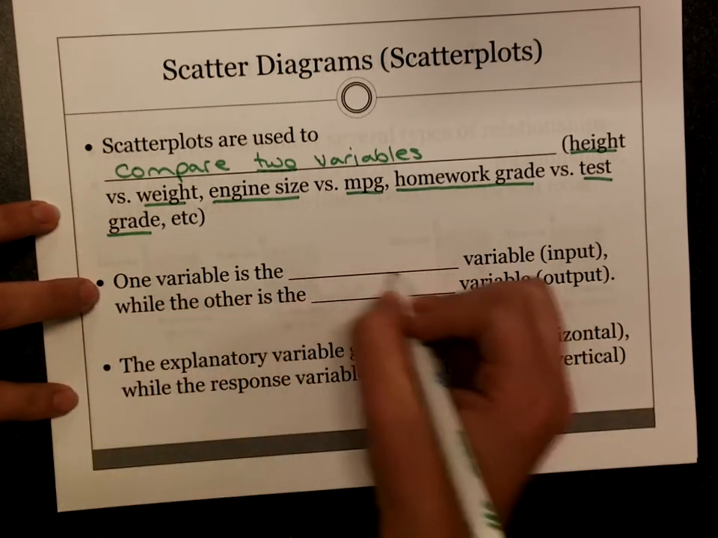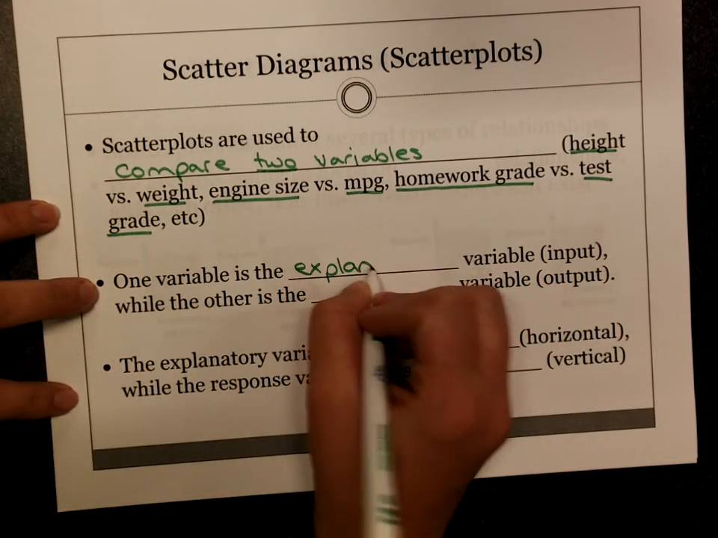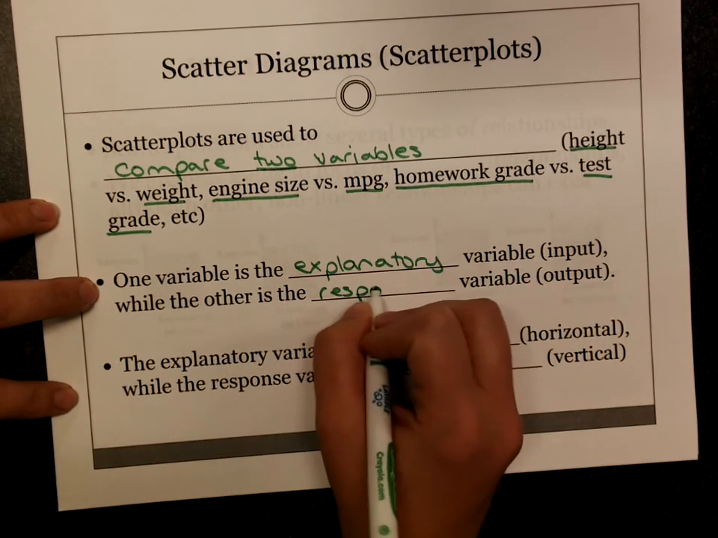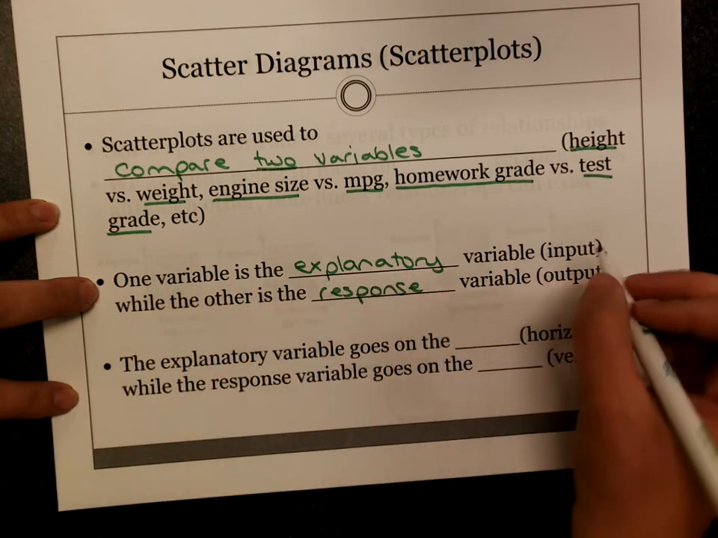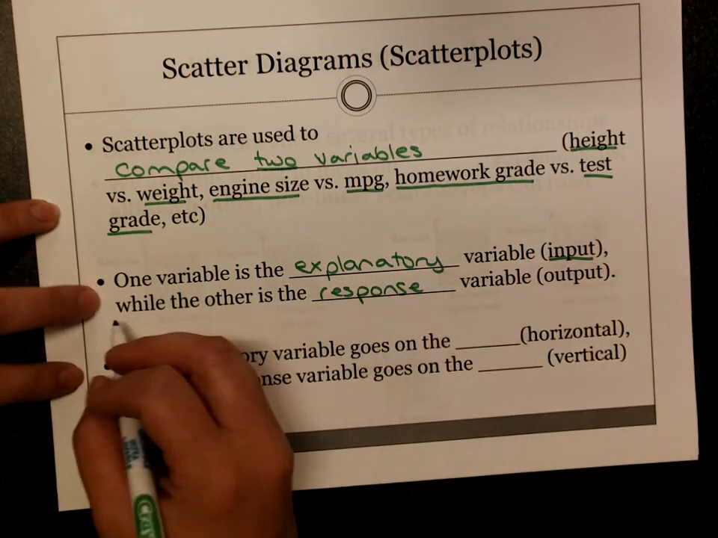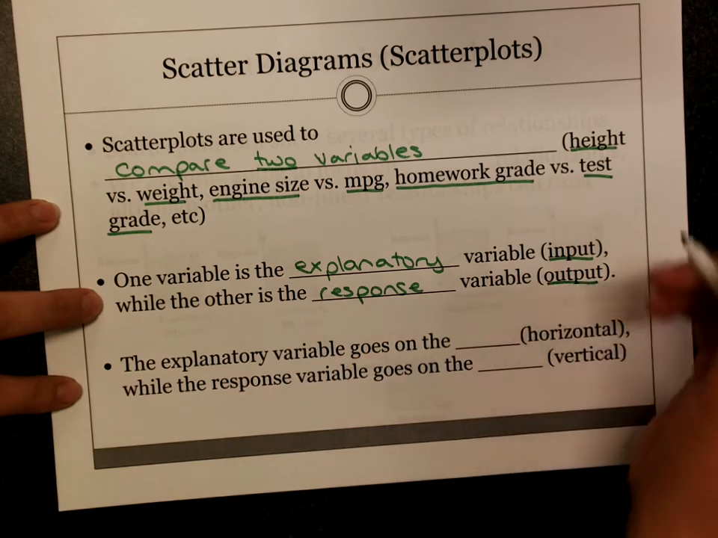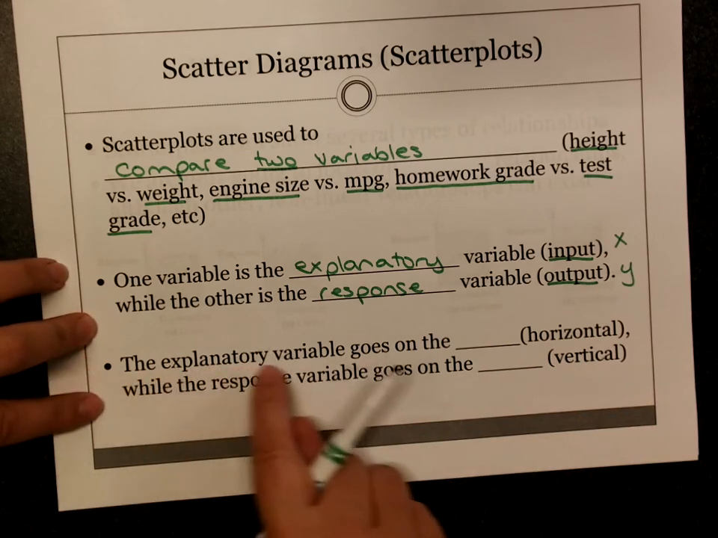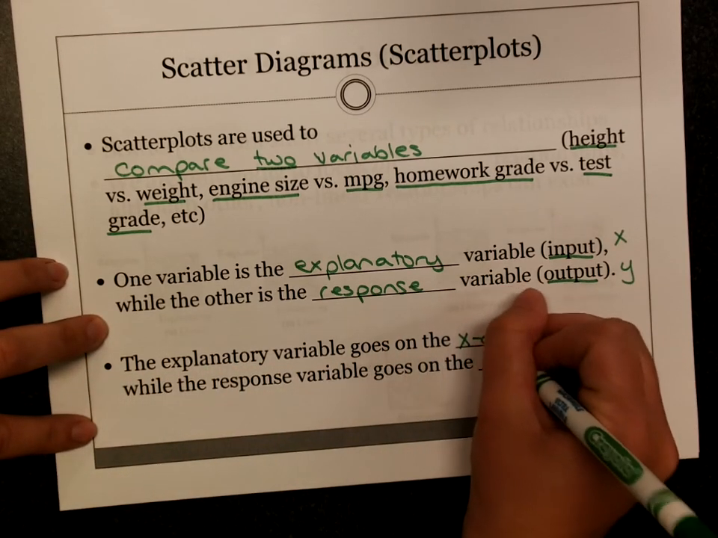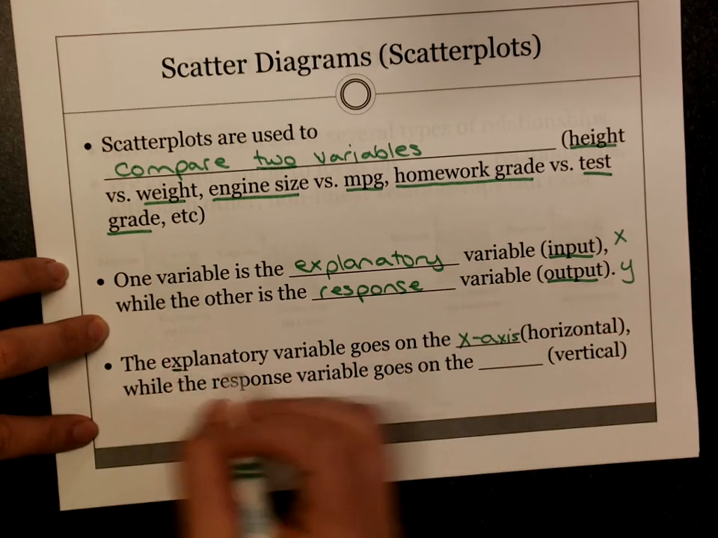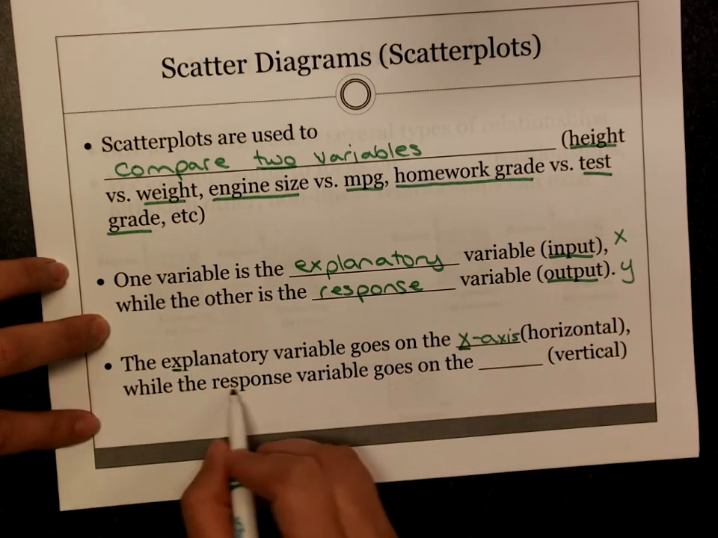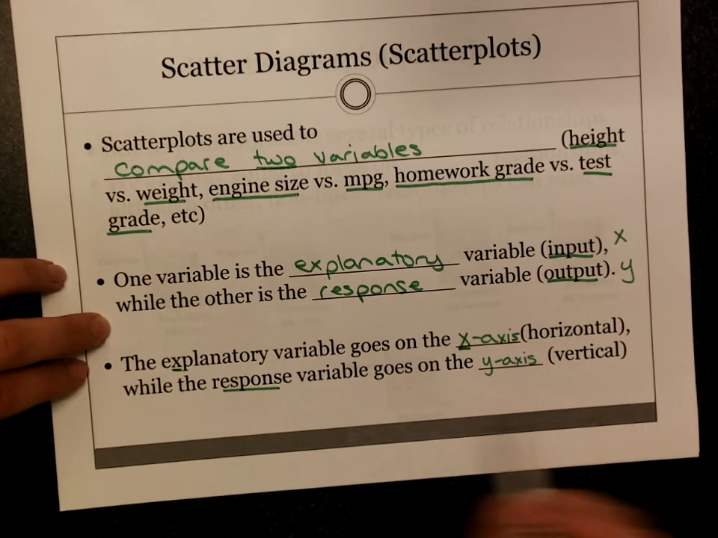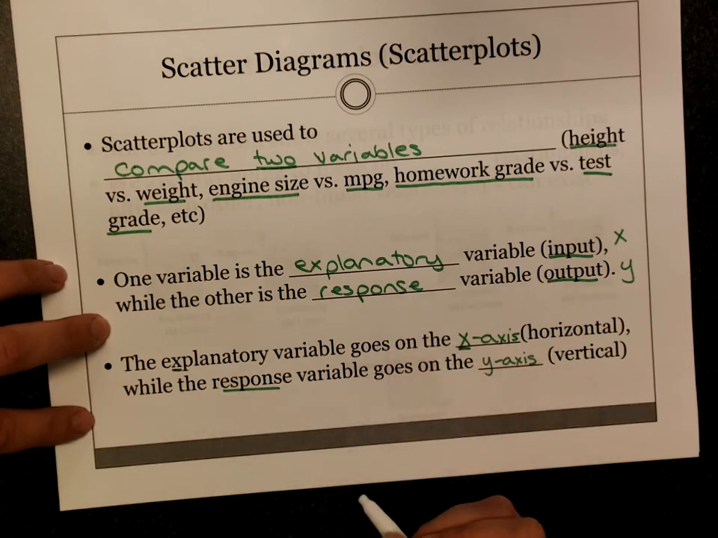One variable is considered the explanatory variable, while the other one is considered the response variable. The explanatory variable is the input, just like back in chapter 1, while the other one is the response variable or the output. One is the x and one is the y, if you remember that from algebra. The explanatory variable goes on the x-axis. I remember that because there's an x in explanatory, x-axis. The response variable goes on the y-axis, or the vertical axis. So we have the explanatory and the response, just like in algebra.